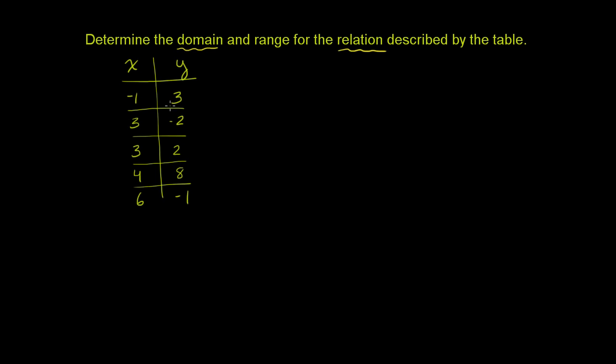And so over here, one way to think about it, what are all of the inputs that this relationship is defined for? And so you can view the x as the inputs. So when x is -1, y is 3. When x is 3, y is -2. When x is 3 again, now y is 2.